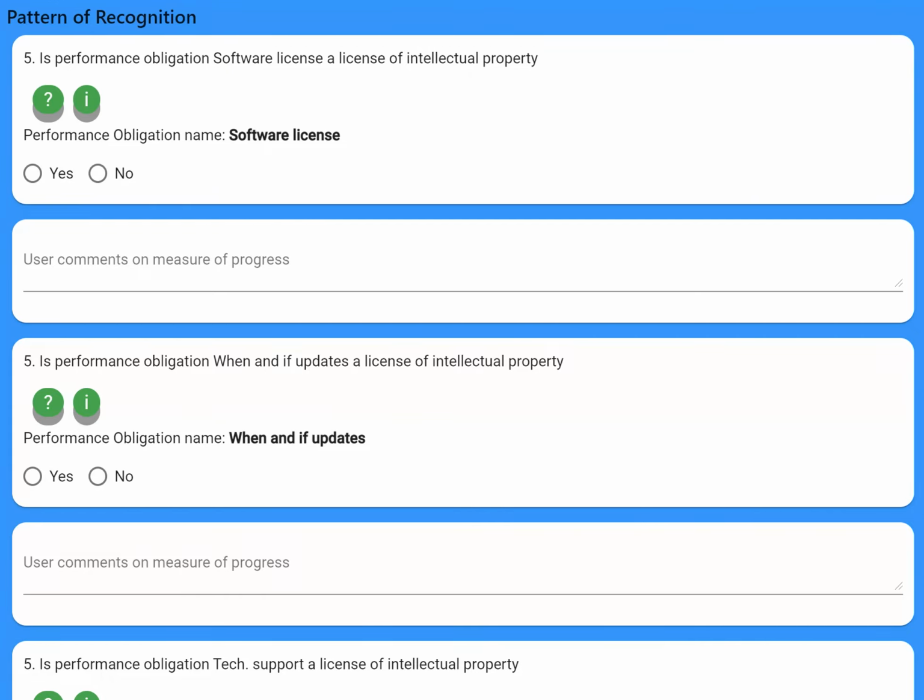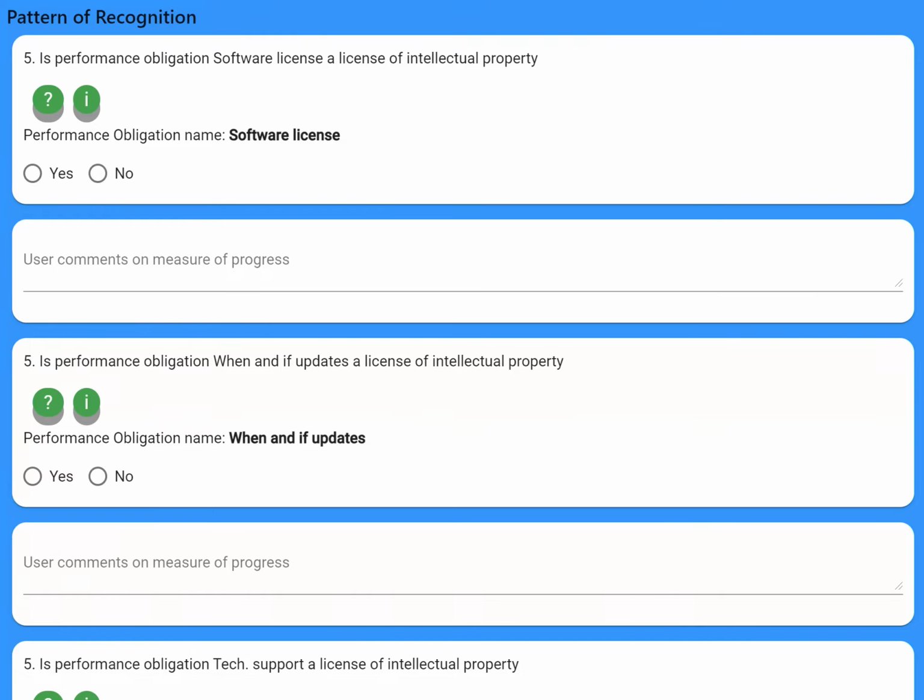We talked about standalone functionality, say software for example, and we talked about symbolic licenses, and which of those is symbolic will be recognized over time. Standalone functionality, like software, will be recognized at a point in time. We're now going to move to the core of the standard, which focuses on 3 criteria, and if any of these criteria are met, then the performance obligation will be recognized over time. If none of those 3 criteria are met, then the performance obligation will be satisfied at a point in time.